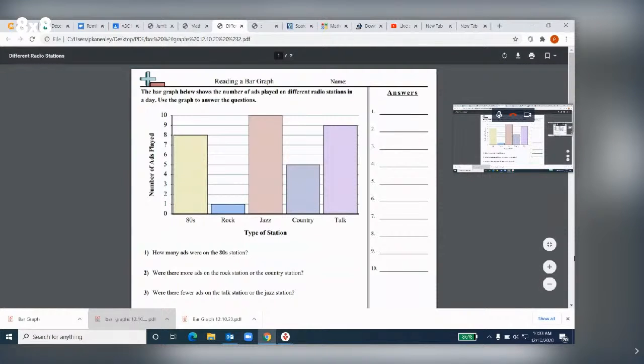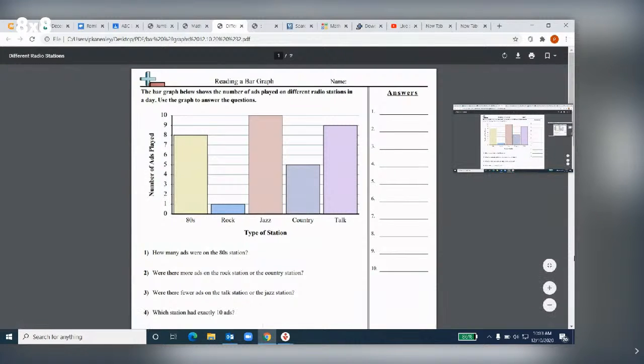You're going to read this. It says, this bar graph shows the number of ads played on different radio stations in a day. Use the graph to answer the questions. Once again, the vertical axis going up and down has the number of ads played, and on the bottom are the different radio stations. The last graph was days; today it's different radio stations. So remember that the number is usually, I'm not going to say always, usually on the vertical axis, up and down. The first question: how many ads are played on the 80s station? The 80s station is the first one here in yellow. We're just going to see this bar goes up to 8.